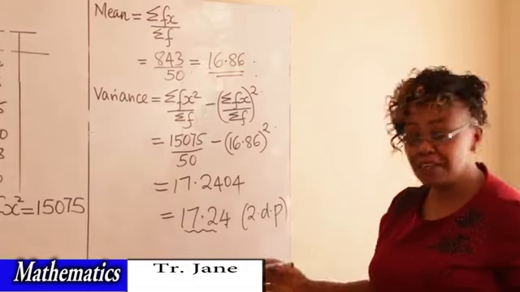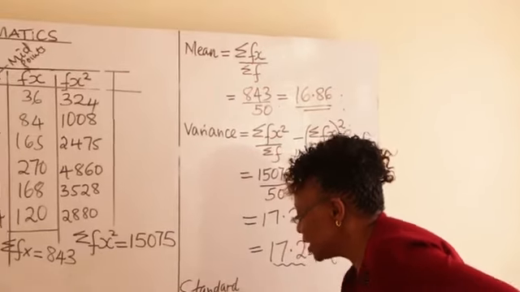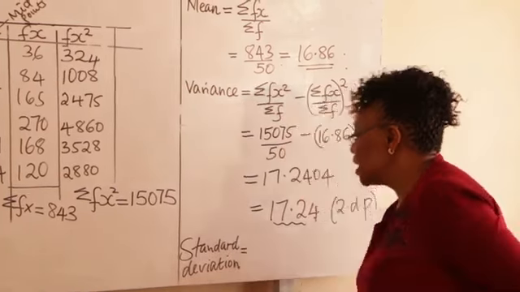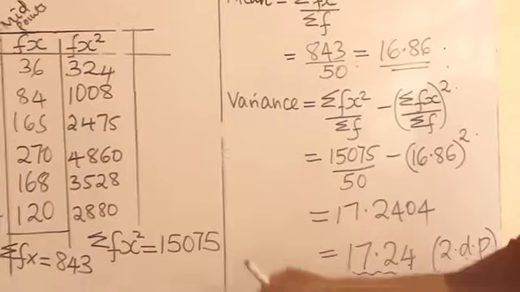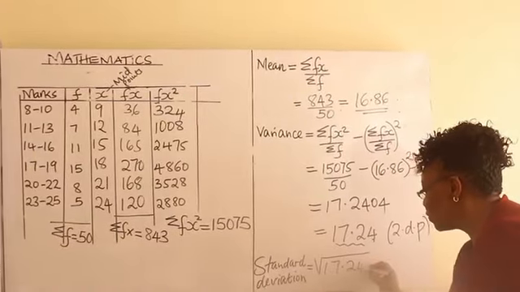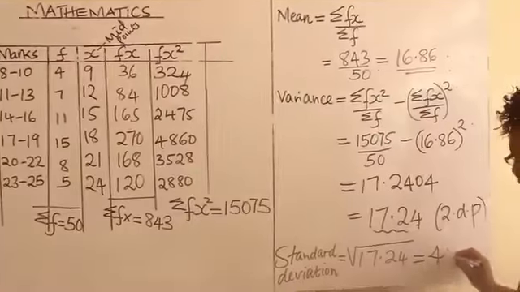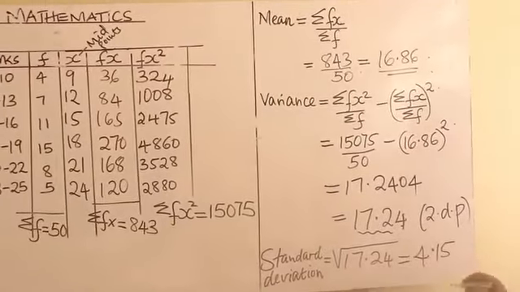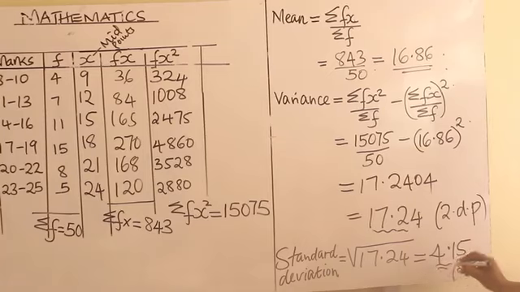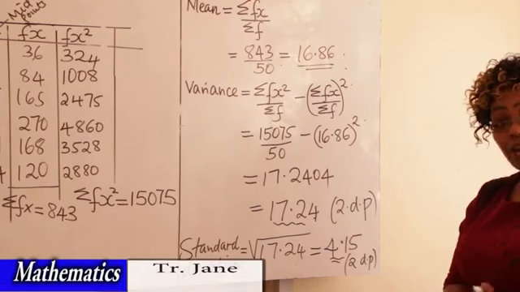So, what is our standard deviation? Our standard deviation, learner, is given by square root of variance, from the formula there. So you find the square root of 17.24, which would give you what? You use a calculator, and to the nearest two decimal places, this should be your standard deviation. So you work out variance, and to get the standard deviation, you find the square root of variance.